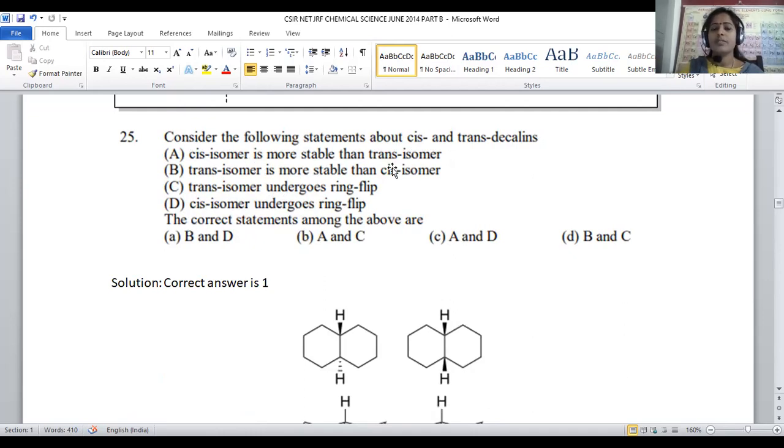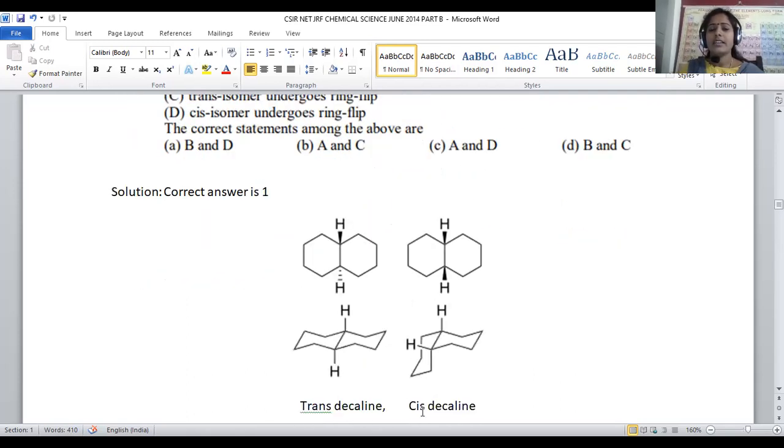Cis isomer is more stable than trans isomer. Whether it is correct or not, we have to check it. Trans isomer is more stable than cis isomer. Trans isomer undergoes ring flip, cis isomer undergoes ring flip. Which statements are correct? We have to determine. Let us see, cis and trans decalin.